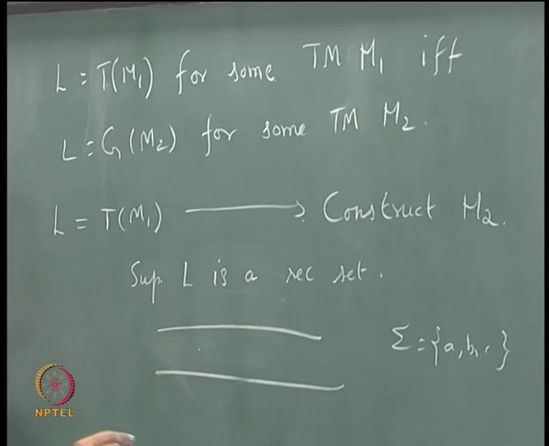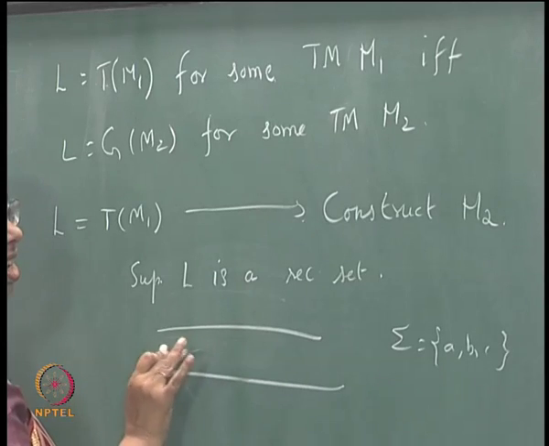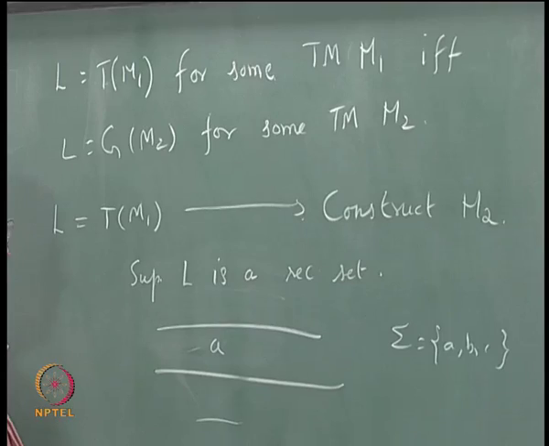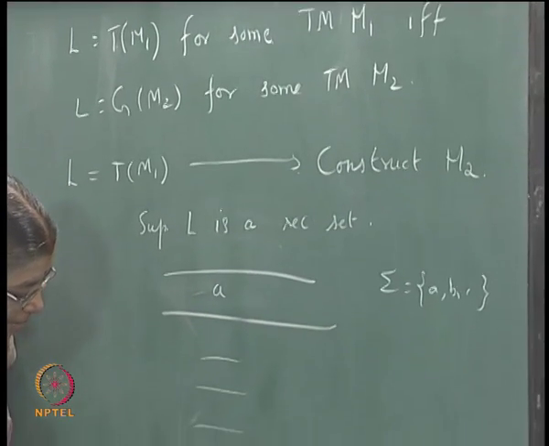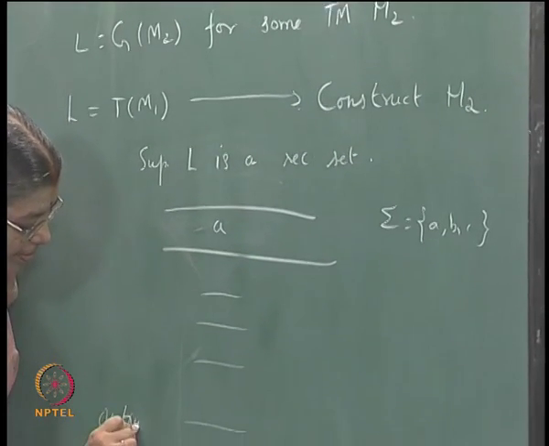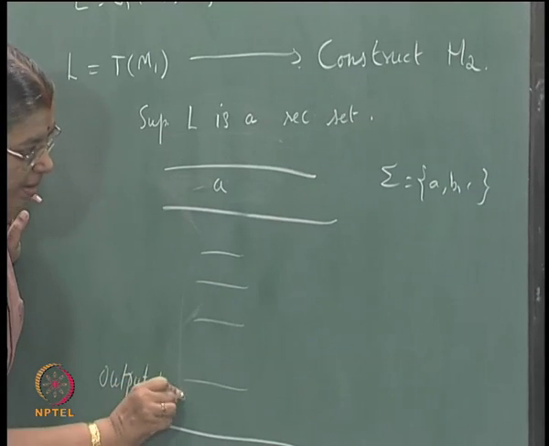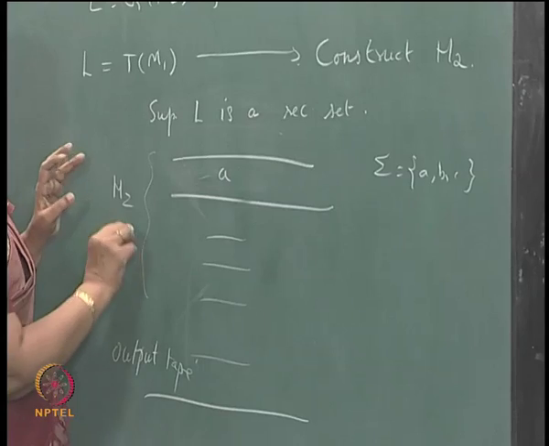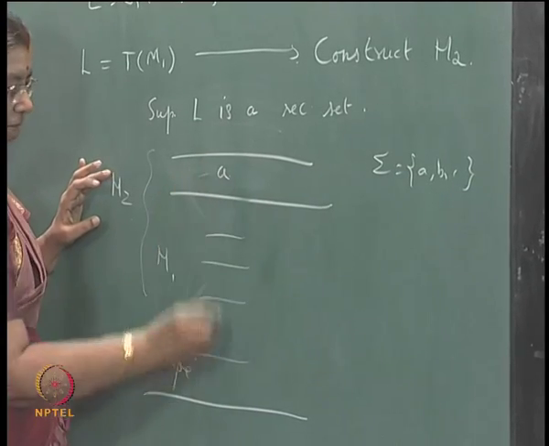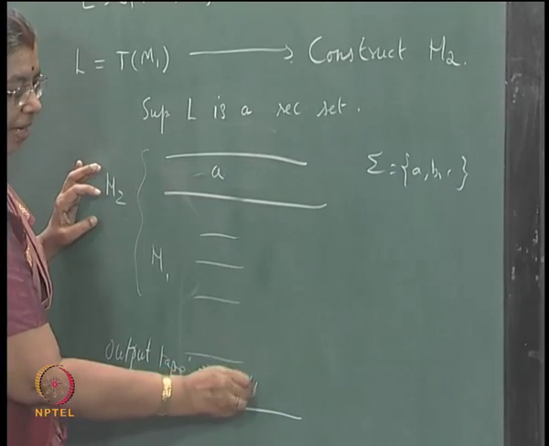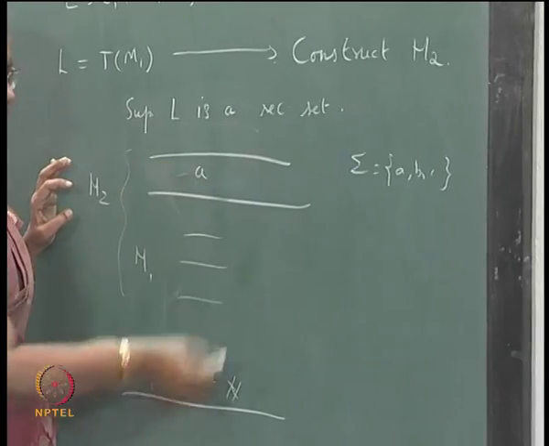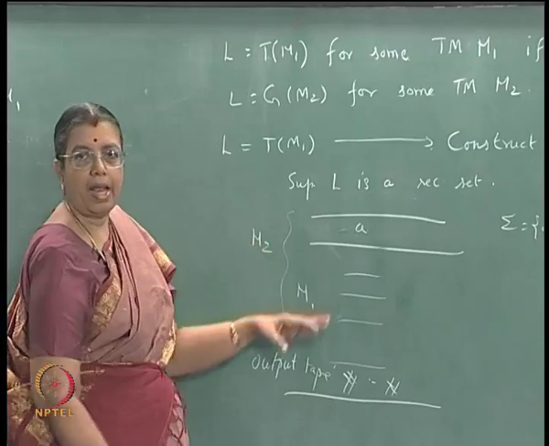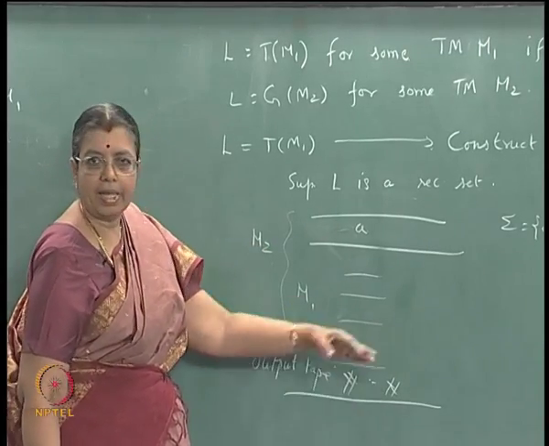Then A will be generated first. You keep one tape as output tape. M2 will simulate M1, and if this is accepted, it will print here. If it is not accepted, it will take the next symbol, try that. If it is accepted, it will print. Like that you can print.